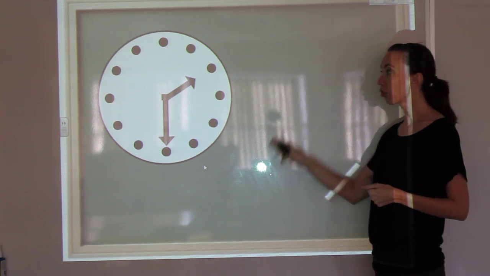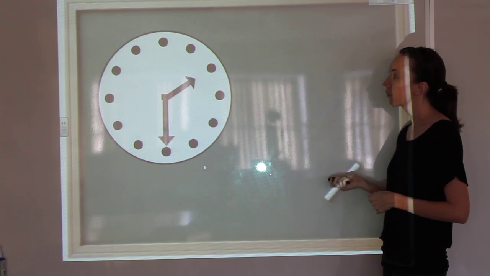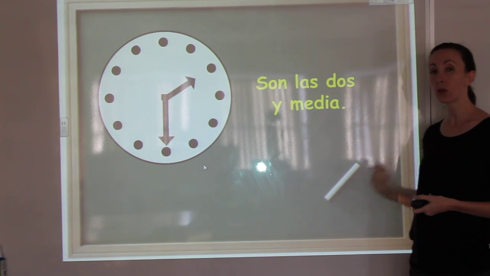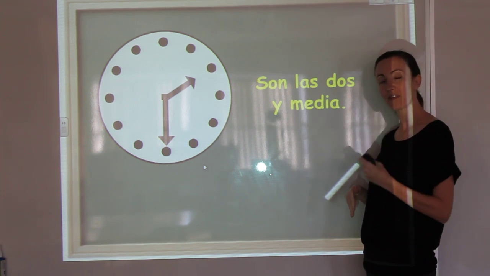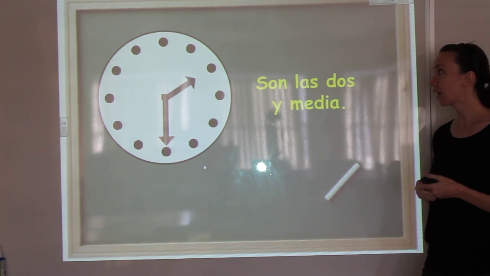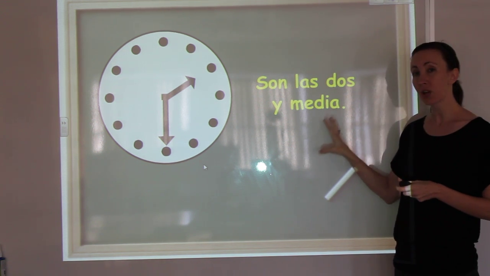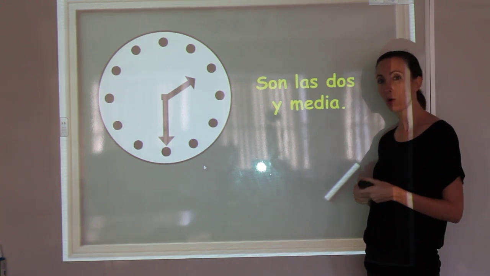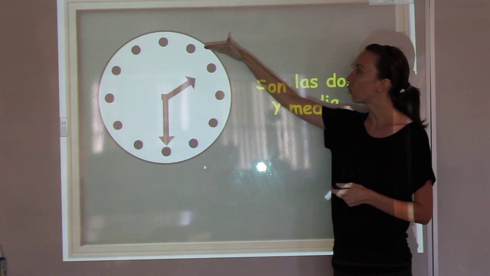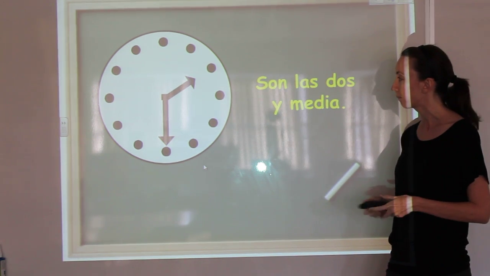Once I get to 30, that's where I'm going to stop adding minutes. I can say son las 2 y 30, which means 2.5 hours, instead of saying son las 2:30. This is where we're stopped for today, but we'll talk about media a little bit more tomorrow, and we'll also talk about how we say cuarto if we want to say 15 minutes instead of saying 15.